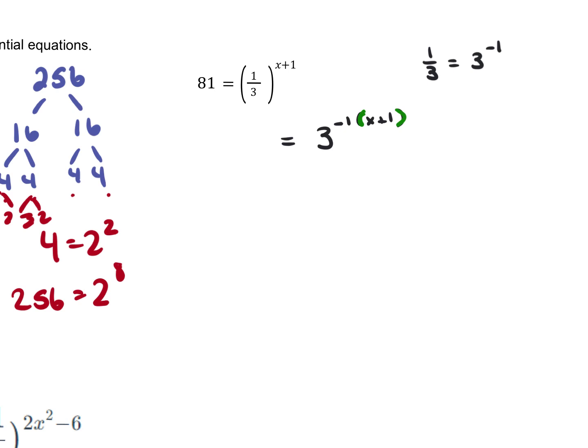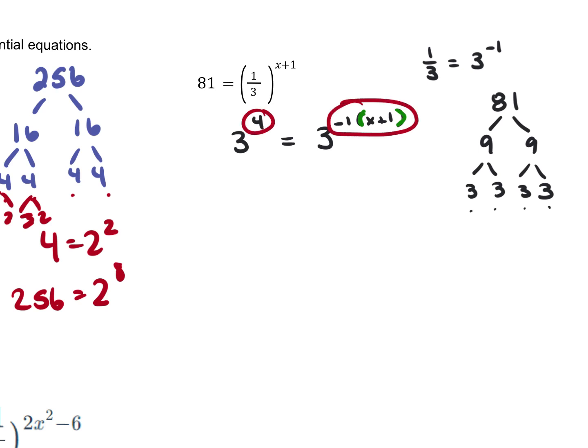So now I've got to figure out 81. Can I write it as a bunch of 3s? Well, I know it's 9 and 9. I know it's 3 and 3. And I know it's 3 and 3. 1, 2, 3, 4. So this is 3 to the 4th. So once you've got the bases the same, you can simply set them equal.